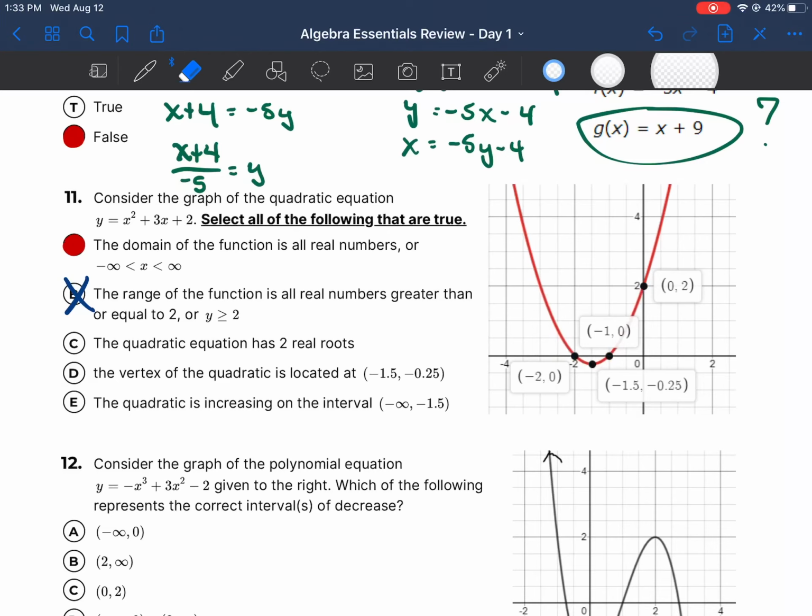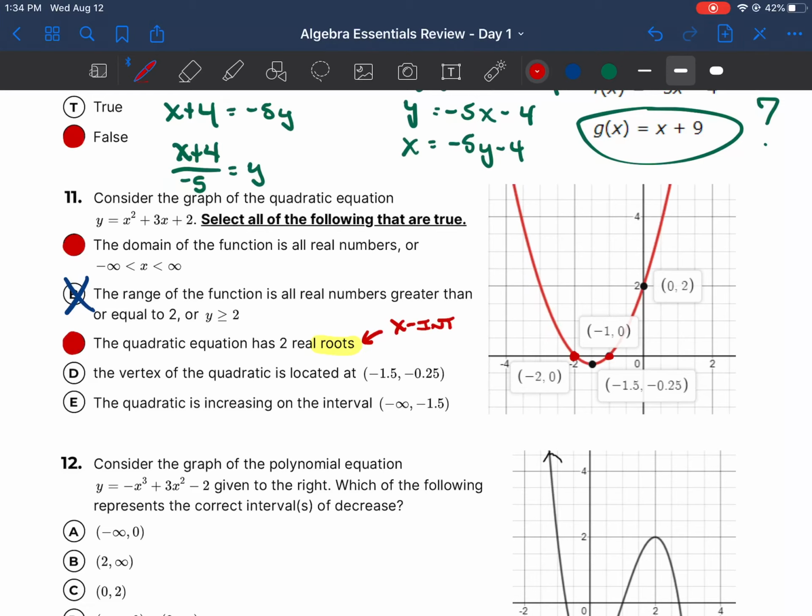Statement C, the quadratic equation has 2 real roots. Well, let's look at our roots. Remember that a root is an x-intercept. So we have 2 x-intercepts, one at (-2, 0), and one at (-1, 0). So yes, we have 2 real number roots. So this is correct.